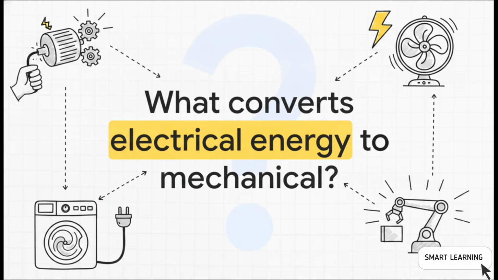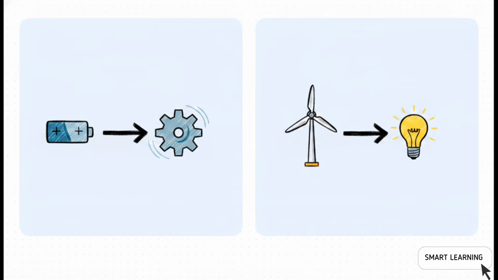Think about the devices you use literally every single day. Which one takes electricity and turns it into physical movement? Take a beat to think it over. Got your answer? The correct answer is C, electric motor.